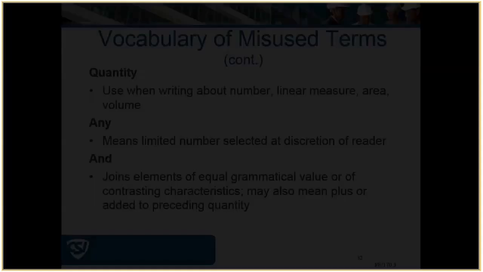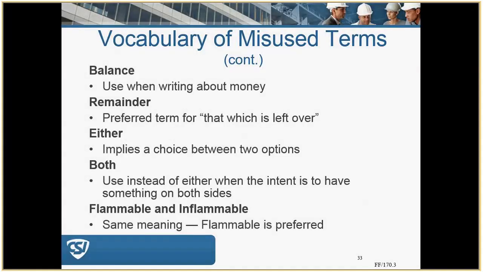Use the word balance when talking about money. Remainder is preferred to that which is left over. Don't use either/or when you actually want both. In America, we love to use the word flammable, but the proper English word is inflammable.